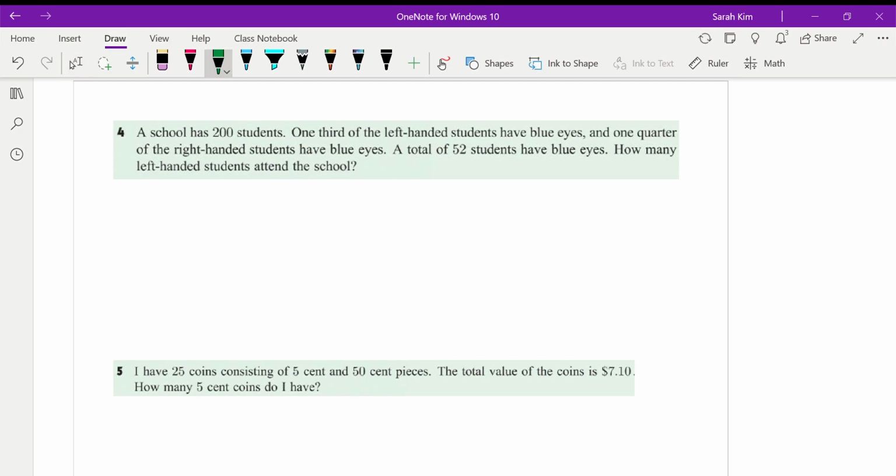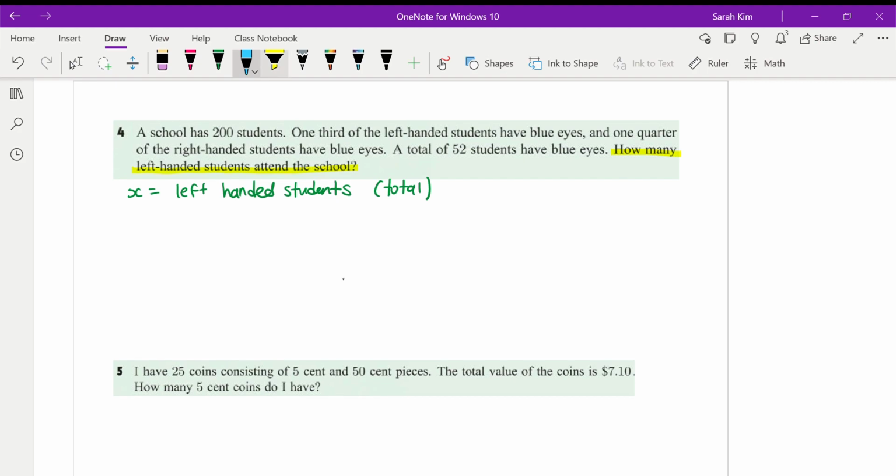Now, question 4 is a little bit trickier because you need to actually understand the context of the question. Read it all, and then I always like to go to the end and figure out what I'm trying to find. How many left-handed students attend the school? Okay, so my X is going to be left-handed students, like the total amount. All right, so let me write total.